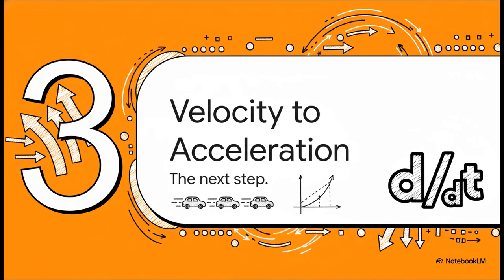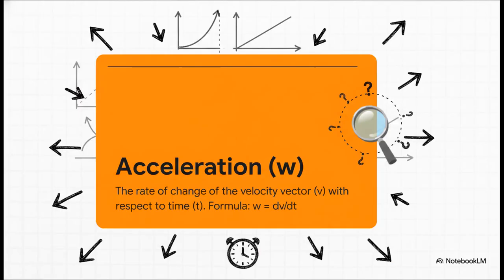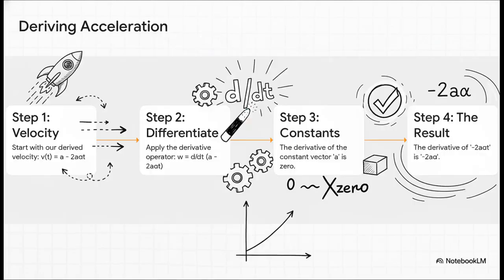Now, what about acceleration? Well, if you understood the last part, this is going to feel very familiar. It's pretty much the same exact process, just one step deeper. Just like velocity is the derivative of position, acceleration is the time derivative of velocity. It's all about measuring how our velocity is changing from moment to moment. So we're going to take the velocity function we just found and differentiate it one more time. Okay, starting with the velocity we found in step 1, we apply our derivative operator in step 2.